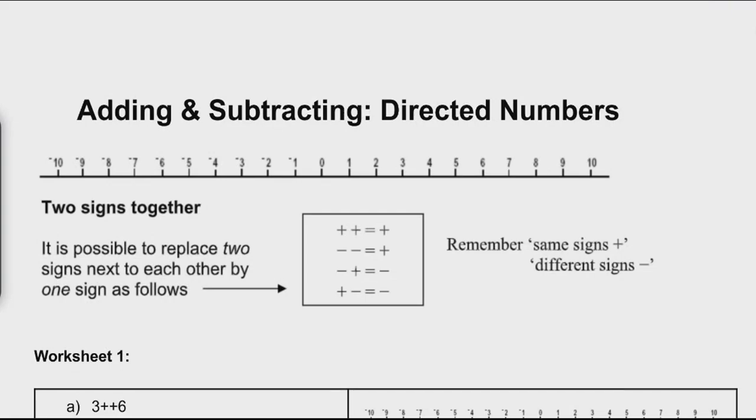Hello everybody, welcome to video 2 of adding and subtracting with directed numbers. In this case, we'll be looking at cases where we actually have two signs next to each other. For an example of what that looks like, you might have 7 minus 2.